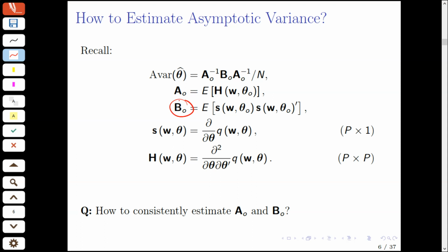The B component, or the meat of the sandwich, if you will, takes the form of an expectation over the outer product of the scores. The scores are defined as the vector of partial derivatives, also of the q function, with respect to theta. And again, these scores are evaluated at the true parameter. So if we seek an answer to the question, how may one consistently estimate the asymptotic variance, it boils down to the question of how may one consistently estimate the variance components A0 and B0.